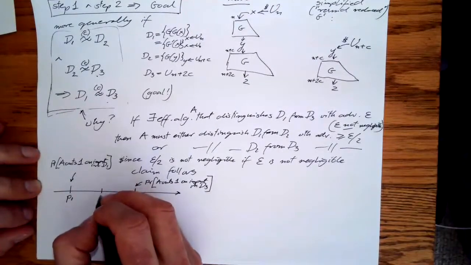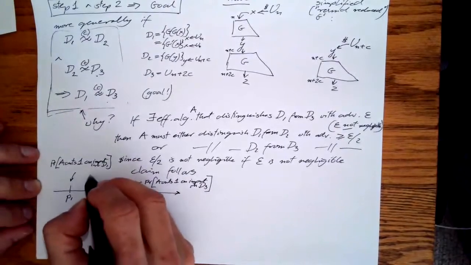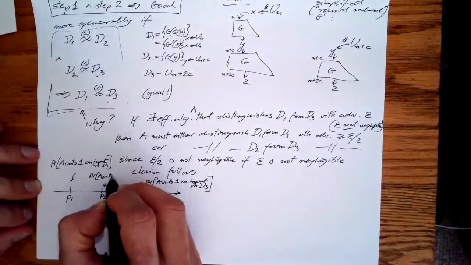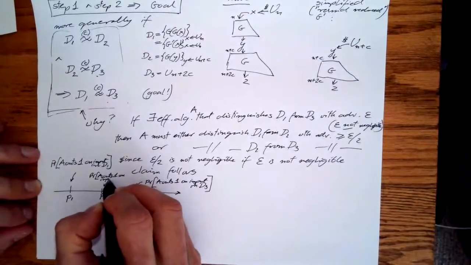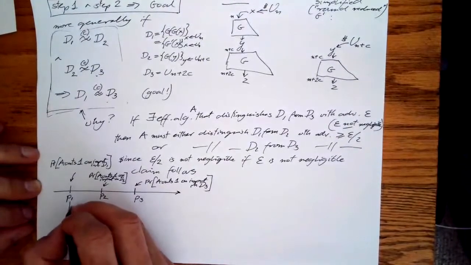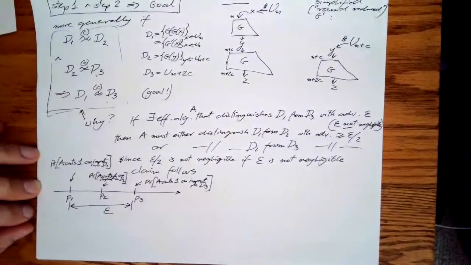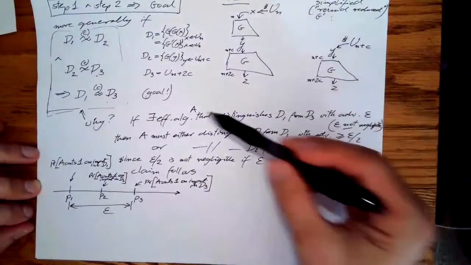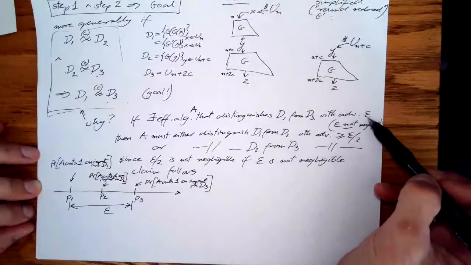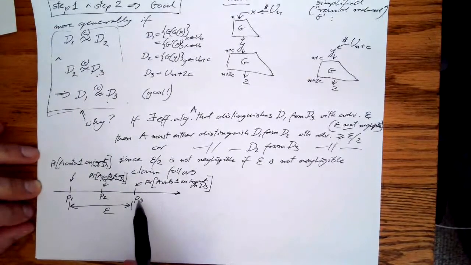Well, of course, what I'm going to do is to consider where can P2 be? Where P2 is the probability A outputs 1 on input in D2. And if the distance between these two is epsilon, by the assumption that A distinguishes D1 from D3 with advantage epsilon. In other words, A is some machine that given inputs from D1 outputs 1 with some probability, given inputs from D3 outputs 1 with another probability, and the difference between these two is at least epsilon.